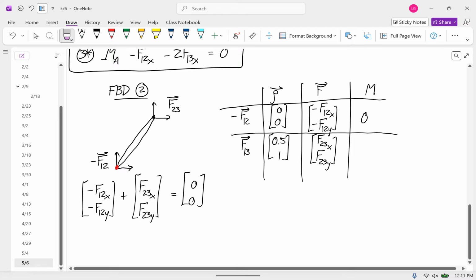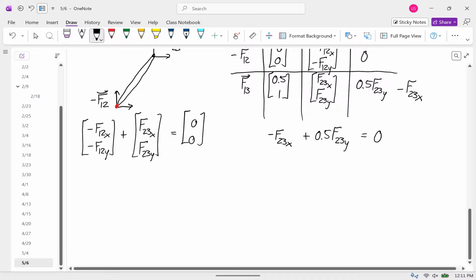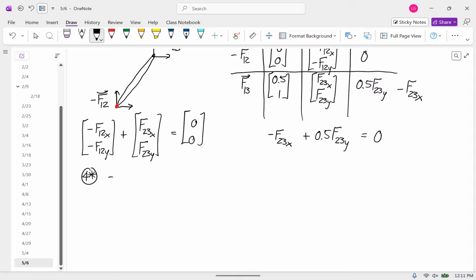Okay, so we got 0.5 F23y minus F23x. And so this equation says, I'll rearrange it, negative F23x plus 0.5 F23y is equal to 0. And so our equation 4 star says negative F12x plus F23x is equal to 0.